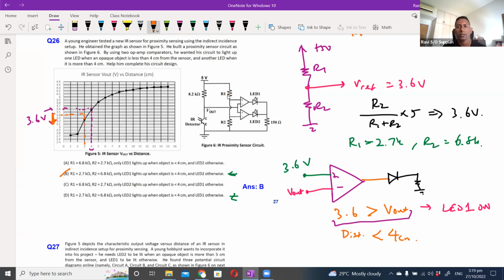So that is how you analyze it. If you do the same thing for op-amp 2, you'll also get the same result: if the distance is greater than 4 cm, then LED 2 will light up. So that is your question 26 here.